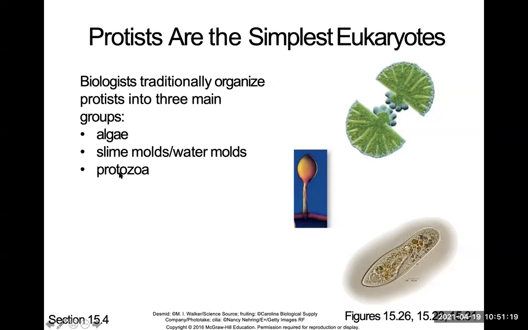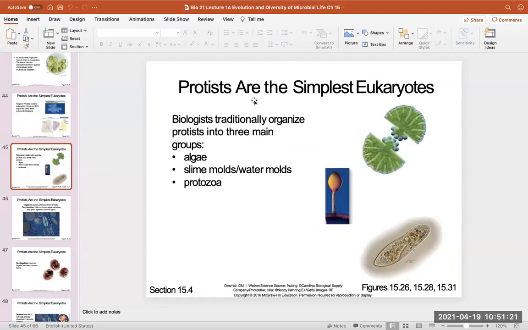Anybody remember what proto means? Proto? One. So proto means first or before. So I'm gonna say before, and then zoa means animal. So this organism here, which is a paramecium, behaves like an animal, but it's not an animal. So we call it protozoa. It's before animals came around.